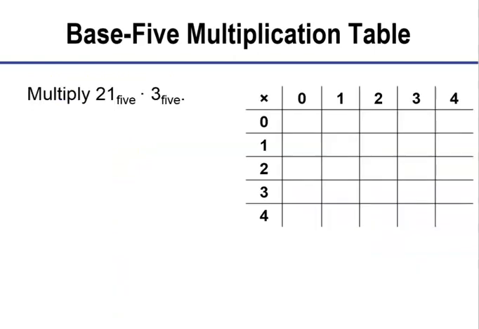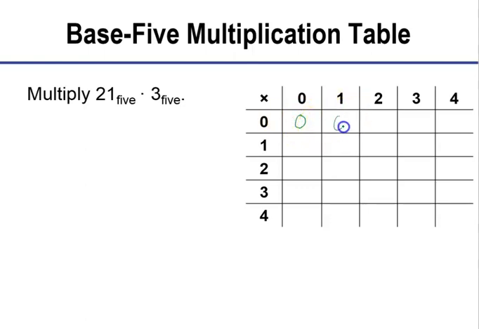Now here we have, I know this is your favorite, base 5 multiplication. We have a base 5 multiplication table, and then we're going to attempt to do a base 5 multiplication problem. All right, so let's fill in the table. Remember, in a table, you're just multiplying 0 times 0. We know that's 0 in base 5.